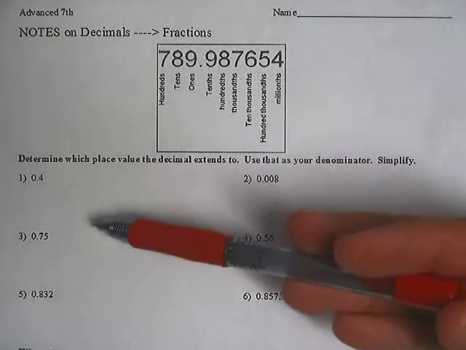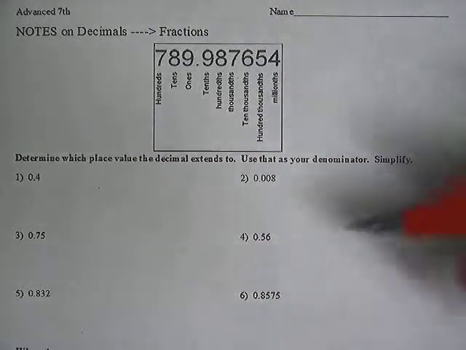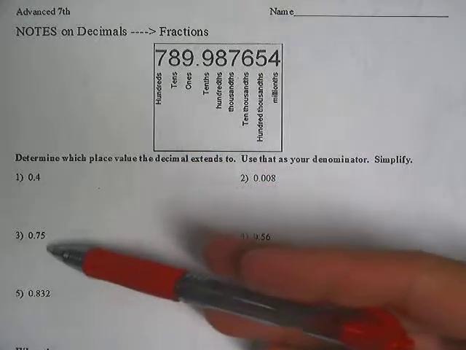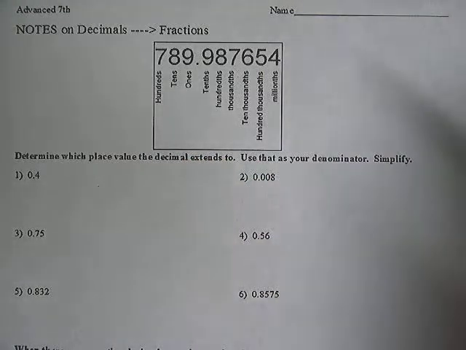Now some of them, again, you might know off the top of your head. We should know 0.75 is 3/4. But what's the process of getting there if we don't know it offhand? So even on an easy one like that, we're still going to have to show our work.